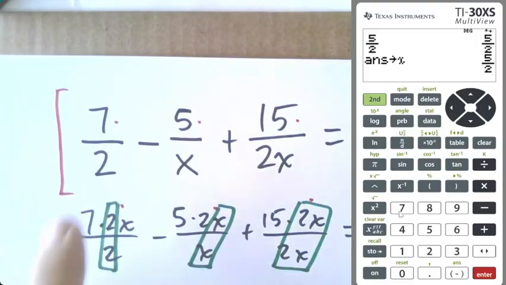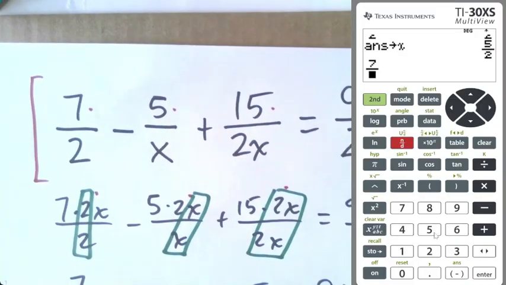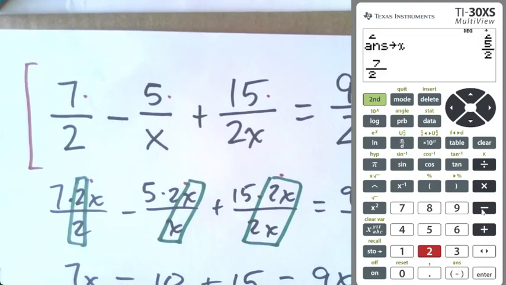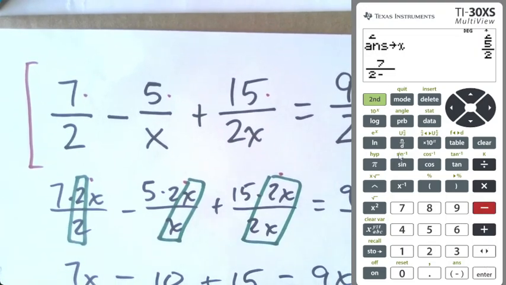Now we're just going to check this. So enter 7 over 2, and then leave the fraction. Hit delete or clear. Yeah, up. Okay, you're good. 7 over 2. Then hit the right arrow. Minus 5 over x.